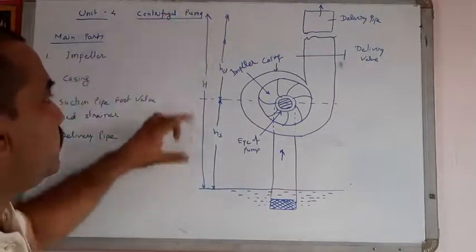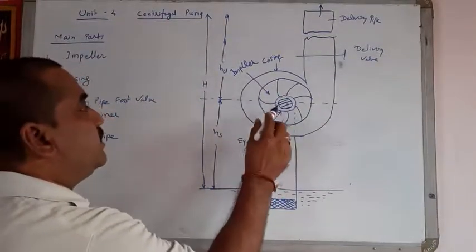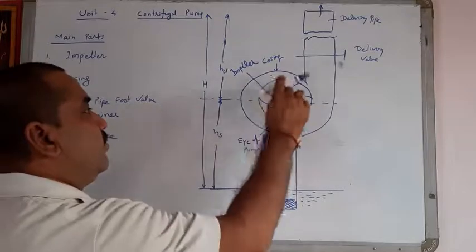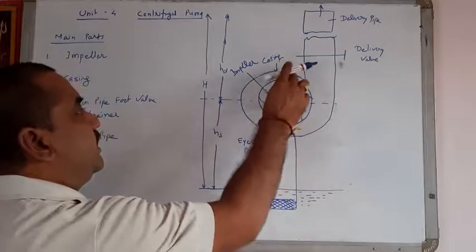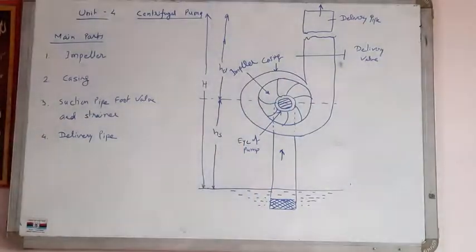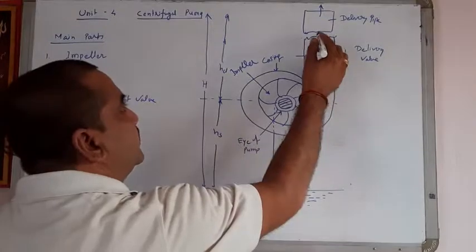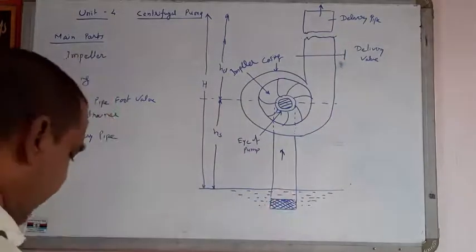This is the total head, and these are the impellers, and this moves like this under the casing of this impeller. And here is the delivery valve, and this is the delivery pipe.